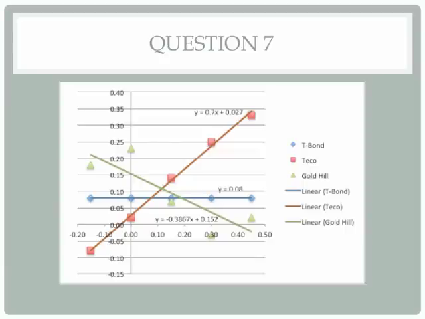Question 7. These are the characteristic lines for T-bond, TICO, and Gold Hill. The slope coefficient for the T-bond is 0. The slope coefficient for TICO is 0.7, and the slope coefficient for Gold Hill is negative 0.3867. The slope coefficient is also called beta, and it is significant because it is an indicator of the risk of a stock or portfolio. The distance between the plot points and the regression line is significant because it indicates the distance between the predicted value and the observed value. It accounts for the error of estimating the y value with the regression line equation.